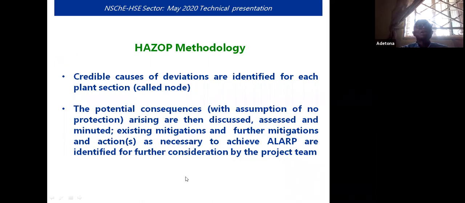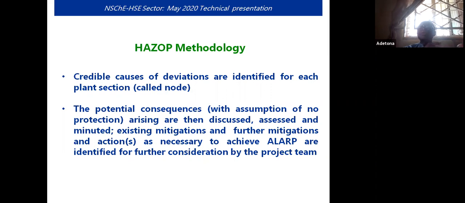And the next, you go to the credible causes of the deviation. For example, what will make you have a higher increase in pressure? You brainstorm, document it down. After that, what will be the potential causes of this deviation, with the assumption that there is no protection? Normally, you design with protection. But during HAZOP, in order to look at the consequences, you assume no protection. So what will make you have a sudden increase in flow or sudden reduction in flow without consideration of protection? So when you look at the potential causes, that is documented.